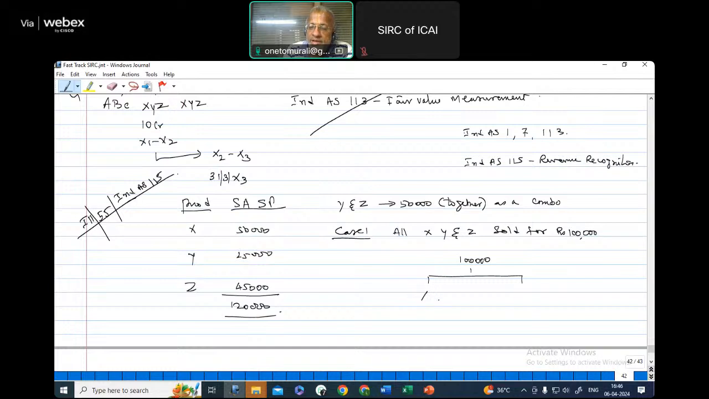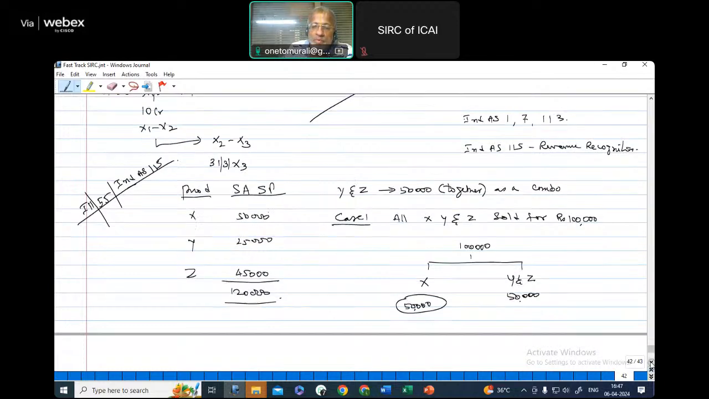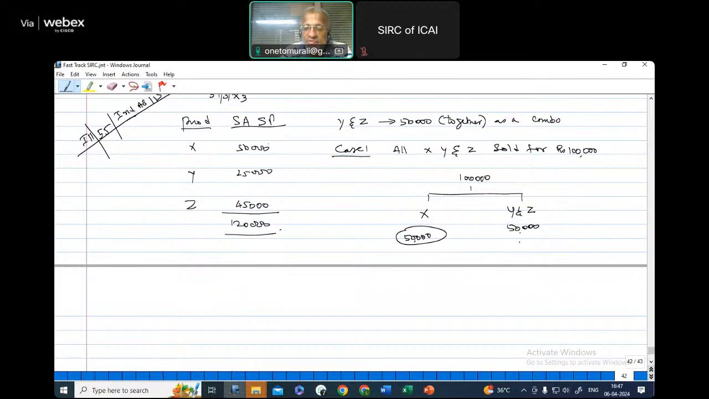So we can take up X, and Y and Z together. Y and Z for which the combo offer is given as 50,000. And therefore the balancing figure I will keep it at 50,000 for X. So between Y and Z, how that 50,000 will be taken up? Y will be taken up at 25,000 and Z will be taken up at 45,000.